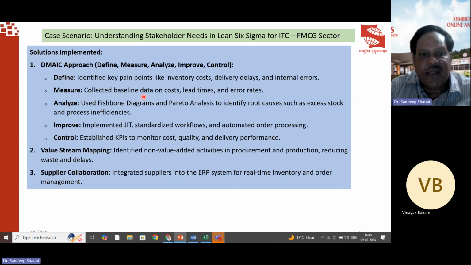Measure: collect the baseline data on the cost, lead time, and error rates. Analyze: use fishbone diagrams and Pareto analysis to identify the root causes such as excess stock and process inefficiency. Improve: implement just-in-time, standard workflows, and automated order processing. Control: establish the KPIs to monitor the cost, quality, and delivery performance. Value stream mapping: identify non-value added activities in the procurement and production, reducing the waste and delays. Supplier collaboration: integrate suppliers into the ERP system for real-time inventory and order management.